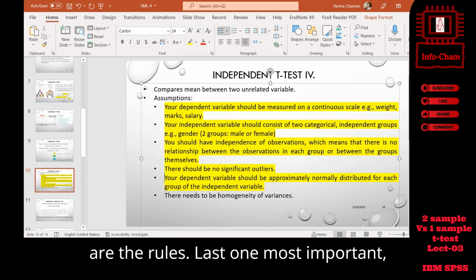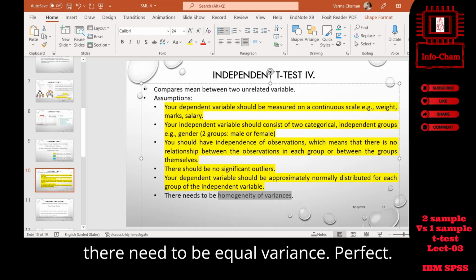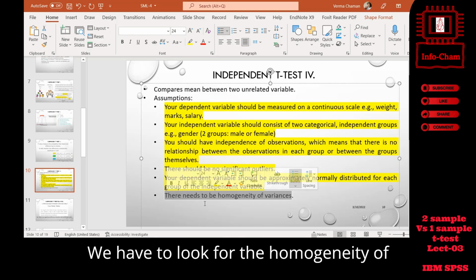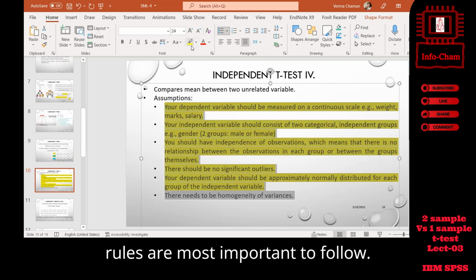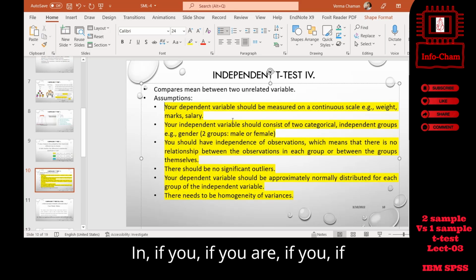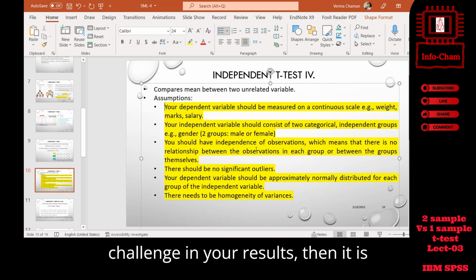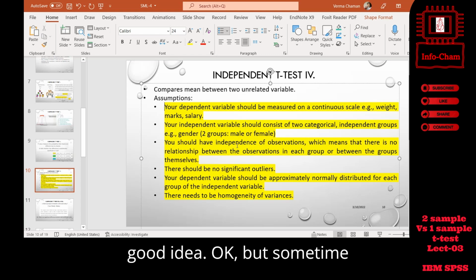These are the rules. Last one, most important: there needs to be equal variance. Perfect. We have to look for the homogeneity of the variance, right? So these rules are most important to follow. If you think there should not be any challenge in your results, then it is a good idea.